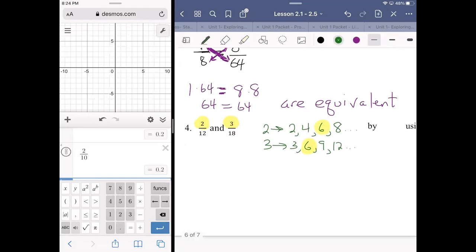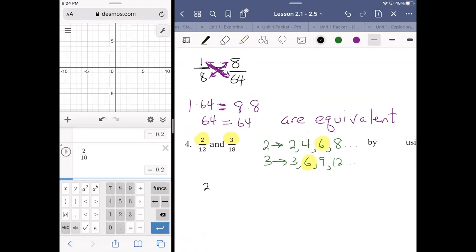So that's telling me for my 2/12, I want to multiply by some number in order to make that 2 into a 6. It's the third entry in my list, so I'm going to multiply by 3, and I get 6/36. And then I do the same for the 3/18, except I'm going to multiply by 2 over 2 because it's the second entry in the list. So 6 over 36. All right, these are the same. So that means that they're equivalent.